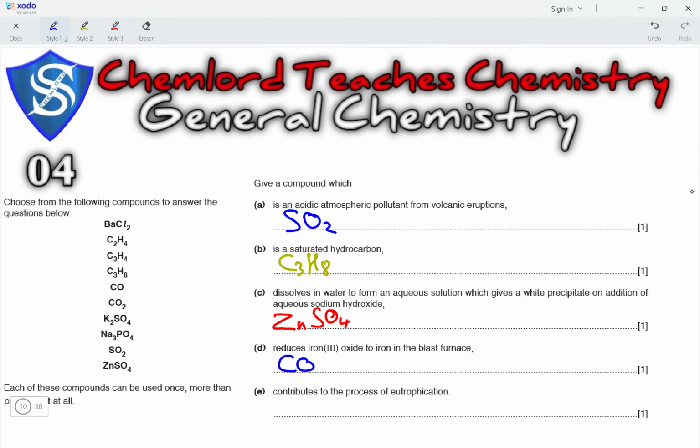Next, which contributes to the process of eutrophication? Eutrophication is excessive growth of plants in water bodies due to the presence of NPK fertilizers. So the only fertilizer component here which is responsible for eutrophication is sodium phosphate, and the formula of sodium phosphate is Na3PO4. When Na3PO4 enters water bodies, the phosphate present would result in excessive growth of plants, and this would result in the process of eutrophication in which the entire aquatic life dies.